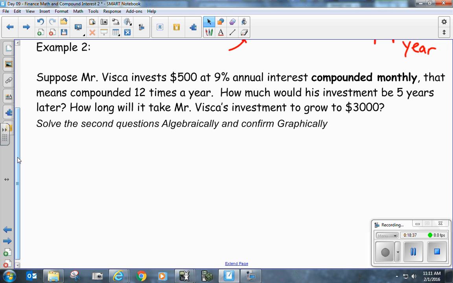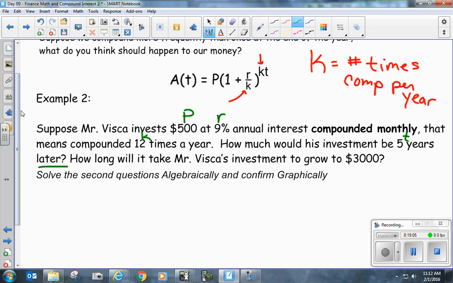Who can tell me how to do this first one here? How much would it be 5 years later? What's what here? 500 is our starting amount. K is 12. R is 9. T is 5 years. So we have 4 variables: P, R, K, and T. You have enough to figure it out. Why don't you guys take a minute to figure it out?